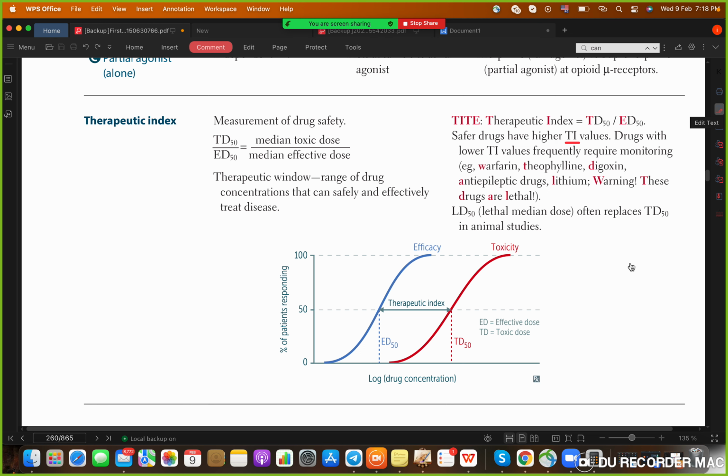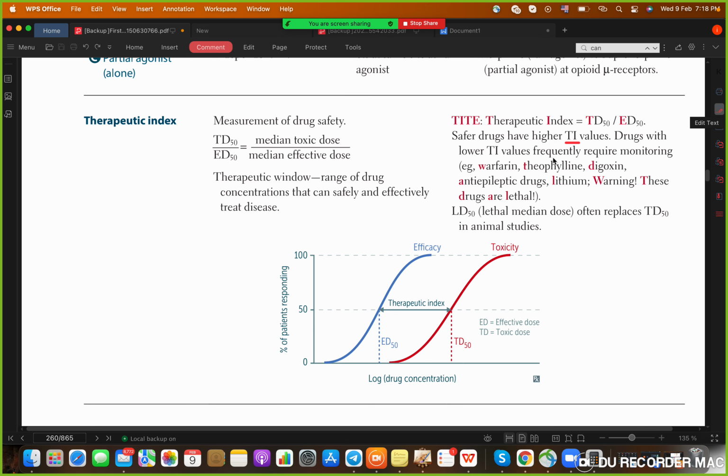But if your therapeutic index is really narrow and something minor happens, the drug can either become totally useless, not functioning, or become toxic. So they write here, low therapeutic index values frequently require monitoring. For drugs with a low therapeutic index, you need to check the patient, for example the INR today for warfarin, because a minor change can lead to death. Theophylline, digoxin, anti-epileptic drugs, and lithium are also monitored.